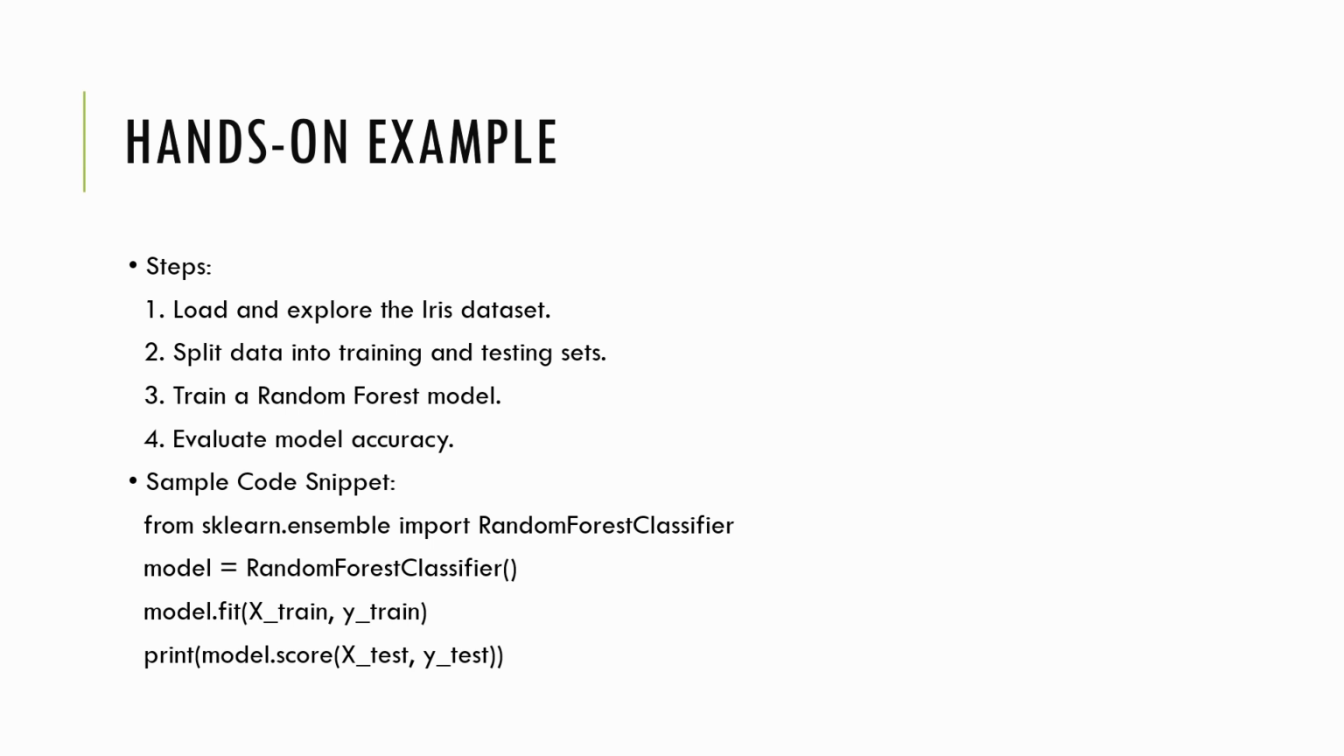Let's walk through a basic hands-on example. We will use the iris dataset, which contains data about different types of flowers. First, we load the dataset and split it into training and testing sets. Next, we train a random forest model, and finally we evaluate its accuracy by checking how well it performs on the test data.